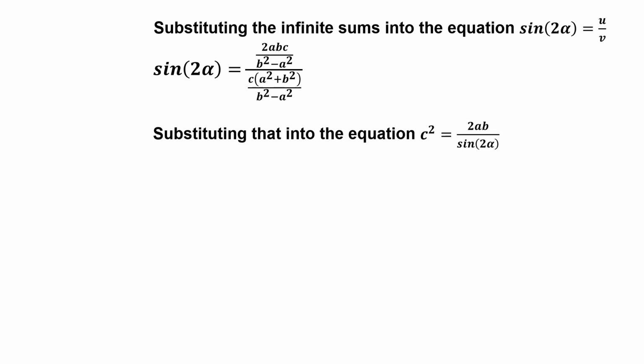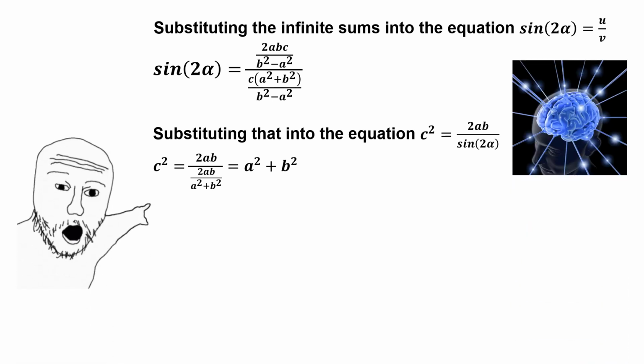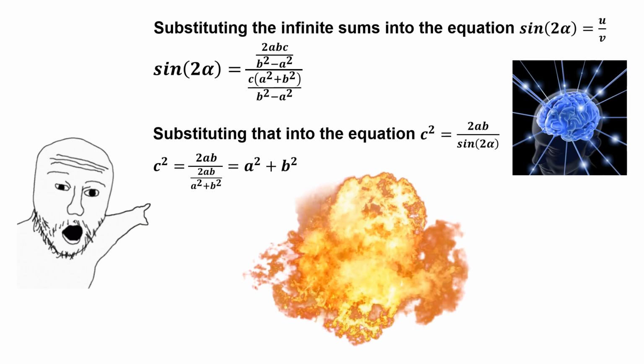Substituting that into our initial sine rule equation, namely 2ab over sine 2 alpha equals c squared, gives us c squared equals 2ab over 2ab over a squared plus b squared, which, if simplified, equals a squared plus b squared. And there we have it. A squared plus b squared equals c squared.